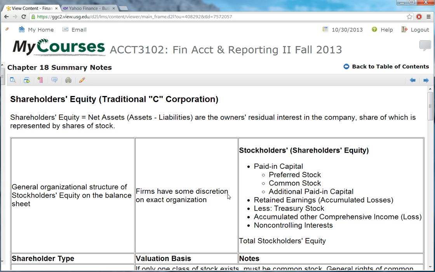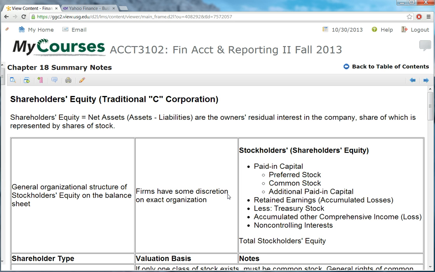The other thing that I want to raise here in chapters 18 and 19 is that we are talking about traditional C corporations. There are a wide variety of types of corporate forms of organization. In fact, the variety is growing. But a traditional C corporation began in the late 1800s, early 1900s, and there are an ever-increasing variety of corporate types of entities in today's economy.